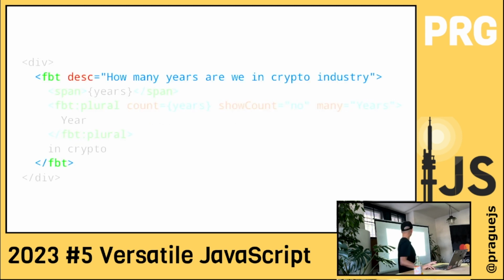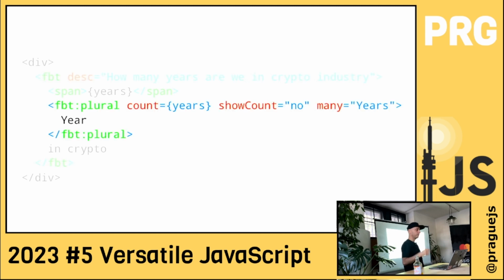It looks like this, and if we go line by line, this is something we already know. So with the FBT JSX approach, we can wrap even structure, not just a simple string. We can wrap multiple other tags, and we have some dedicated tags for marking the semantics. So here we know that we want to use something for plurals, and FBT gives us this special tag with a couple of properties we can specify.